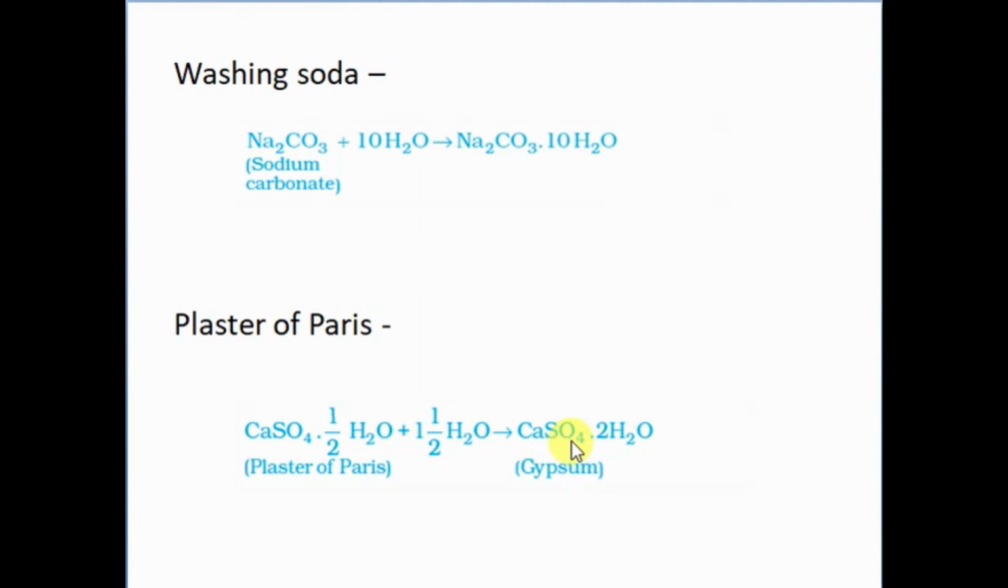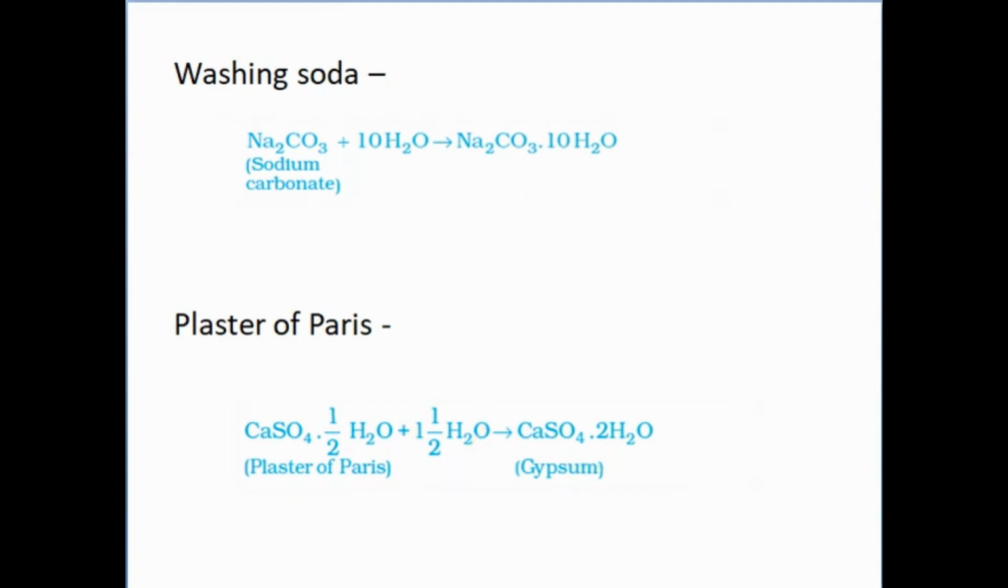So how is plaster of Paris formed? When gypsum is heated, it loses water and it will form POP. And this POP is used by doctors. When they put on a plaster, this POP is what they use. Okay, and when POP reacts with water, it will form gypsum. So this was all about plaster of Paris.